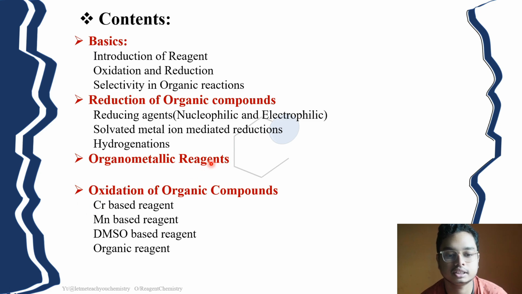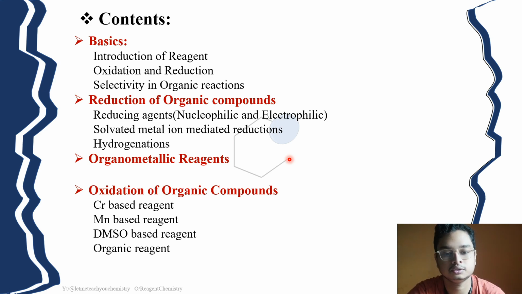One is chromium based reagents, one is manganese based reagents, one is DMSO based reagents, and there are some organic reagents used in oxidation, such as hypervalent iodine mediated oxidizing agents. Then we can talk about TEMPO mediated oxidation. These are the organic based reagents. With this we wrap up our reagent chemistry classes. It will be a very vast series with many lectures, so have faith, and we will complete it accordingly.